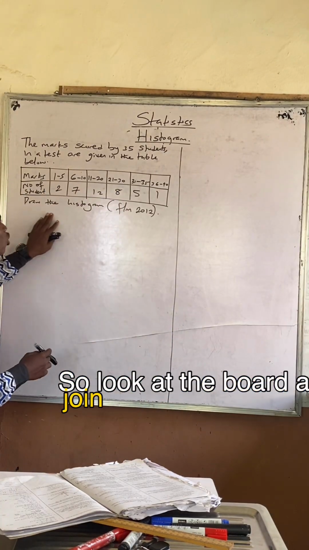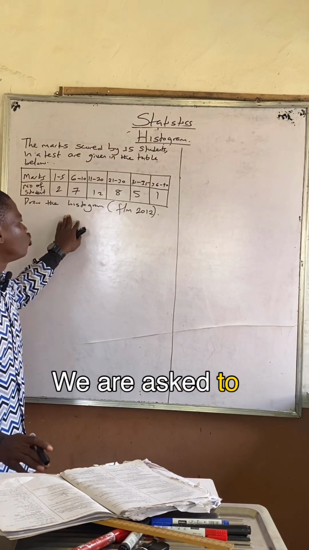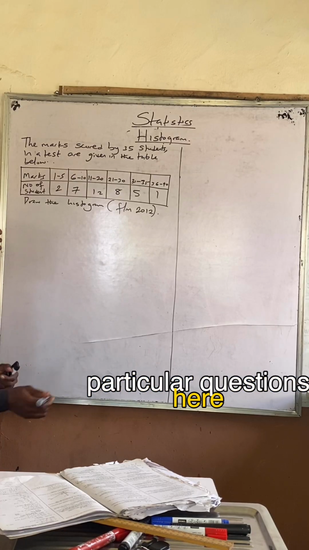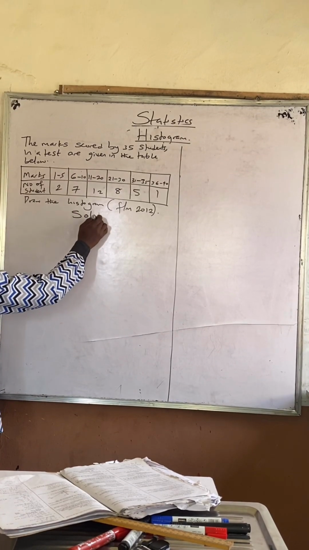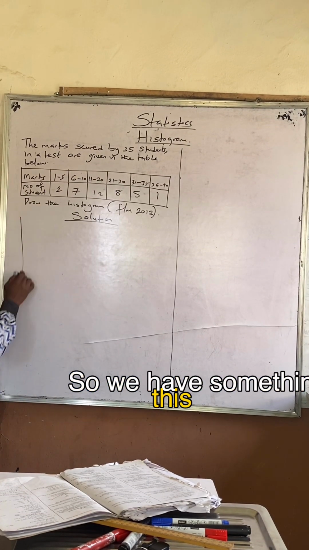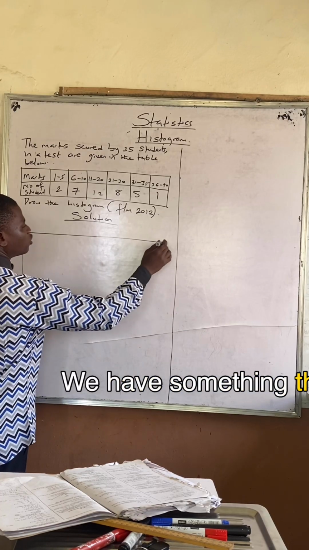So look at the board here. Now draw these questions here. We have to draw the histogram for these particular questions. So, solution to that. We have something this way.